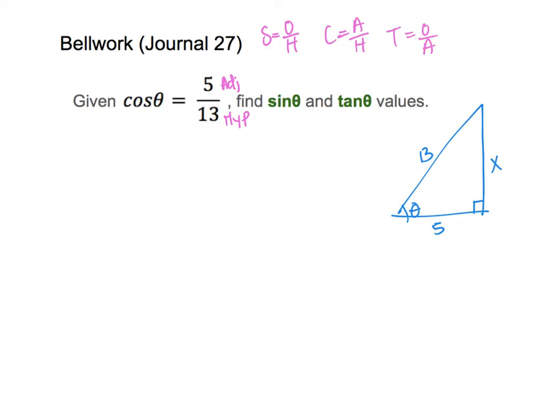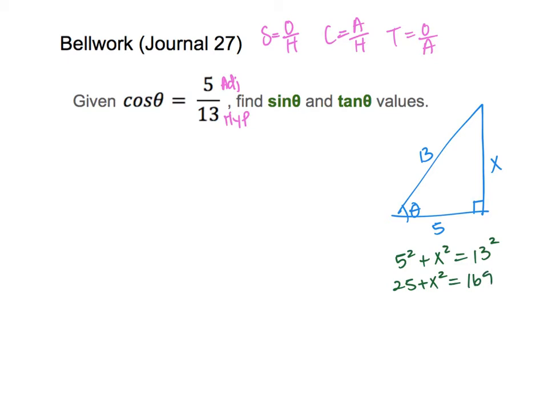So if I wanted to find sine, it is opposite over hypotenuse. Well, lucky for me, I have the hypotenuse and the adjacent, but I don't know the opposite. And to figure that out, this goes back to the Pythagorean Theorem. So if I take my 5 here, square it, and add it with my opposite squared, I would get my hypotenuse squared. So 5 squared is 25 plus x squared equals 13 squared, which is 169.